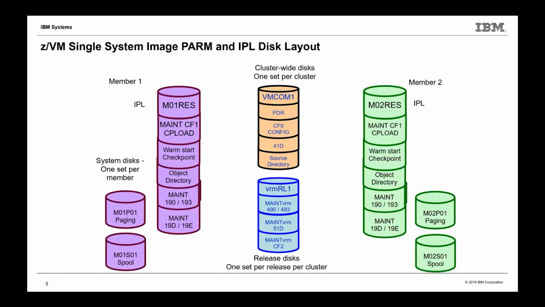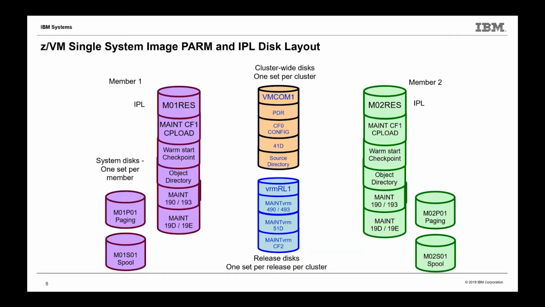So VMCOM1, that would be the volume label for that tan volume in the center there. And that's where we're going to share a lot of things that are cluster-wide. So your PDR, your persistent data record information, is going to be there. What we typically refer to as CF0, which is where we're going to have our config file, and we'll explain that a little bit later, and the source directory, because we want to run the same directory on all the members here.